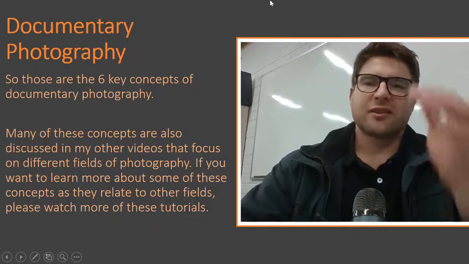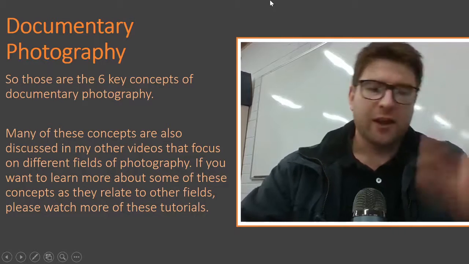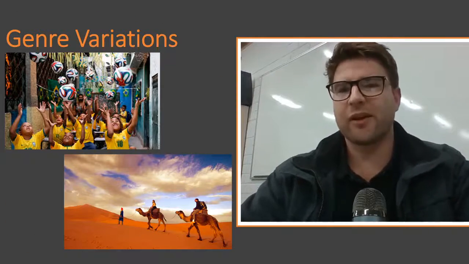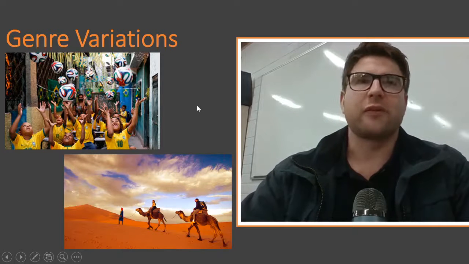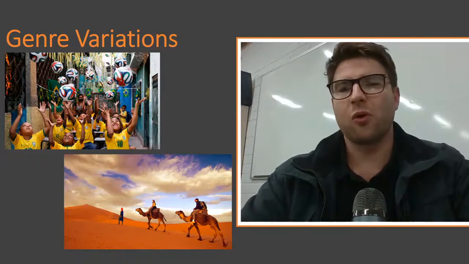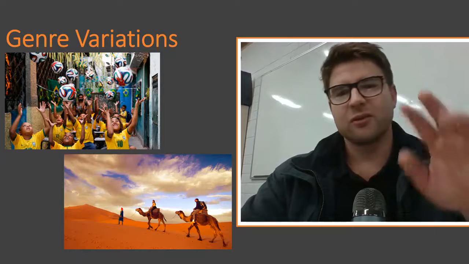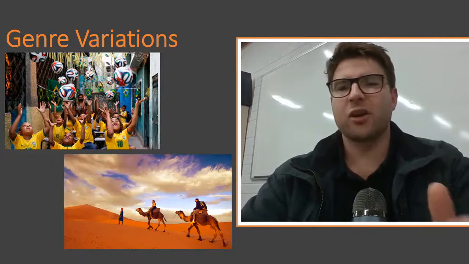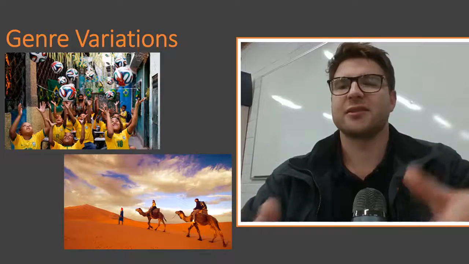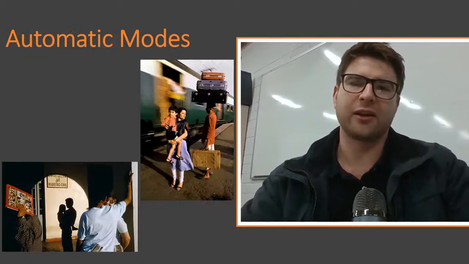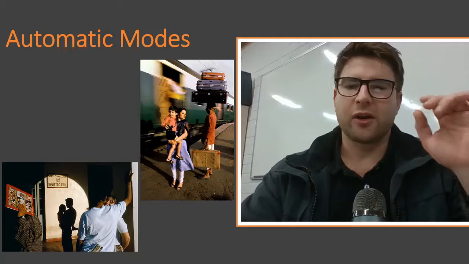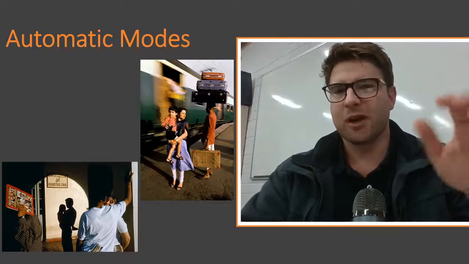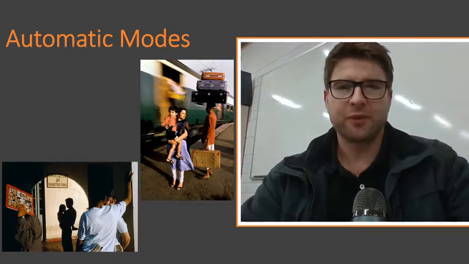So those are the 6 key concepts of documentary photography. I will just go through them again quickly. So we've got genre variations. Documentary photography covers editorial, sport, wedding, travel, photojournalism, but essentially it's all the same. It's about documenting people, places, and things, and telling those stories accurately. You need to be fast. You need to be in the moment. So you need to use automatic modes, because manual modes can be slow and cumbersome.